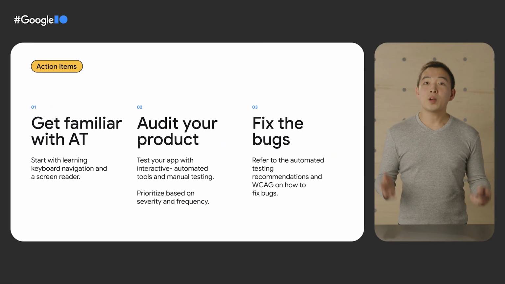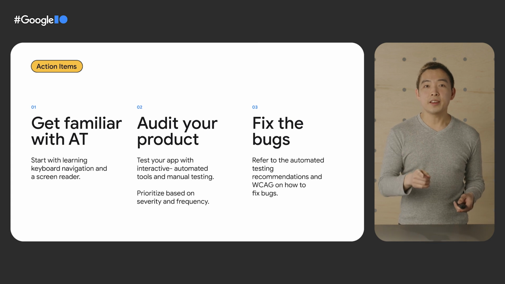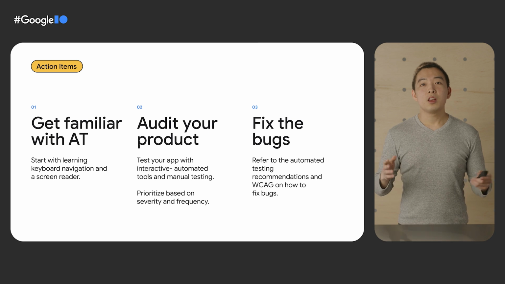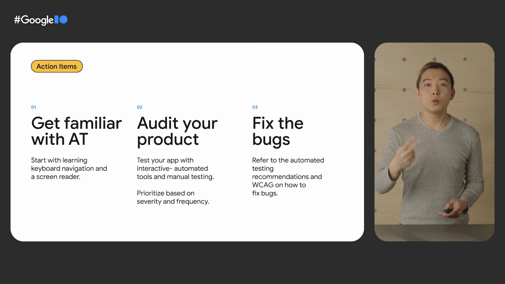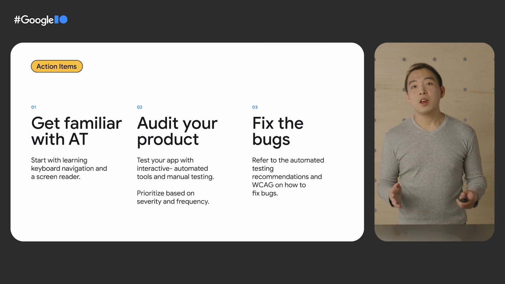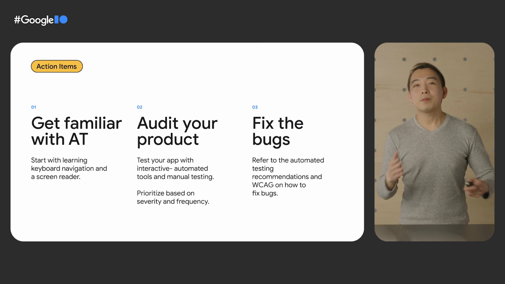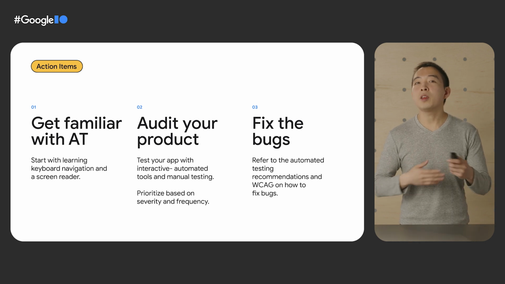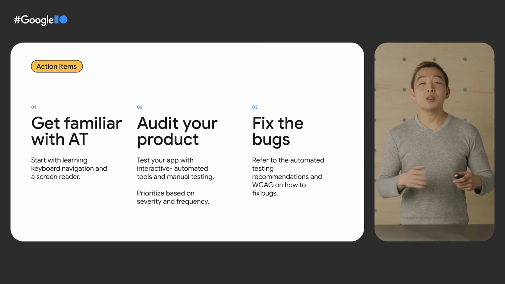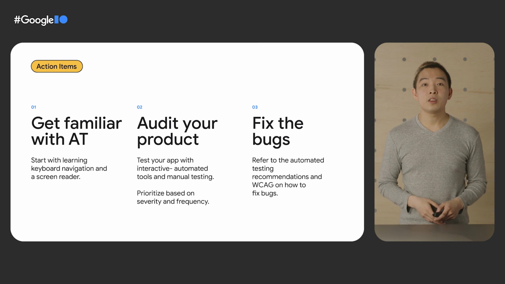So to summarize my recommendations on how you can get started today. 1. Get familiar with assistive technologies. Try using keyboard-only navigation and a screen reader. 2. Audit your product through automated and manual testing. Then you can prioritize the issues, probably tackling the simplest ones first, and then learning how to fix them one at a time. 3. Fix your bugs. Refer to WCAG and bug details on how to fix them correctly.